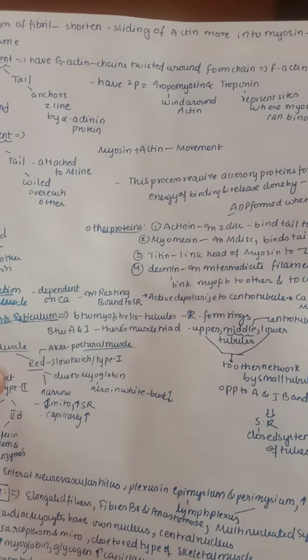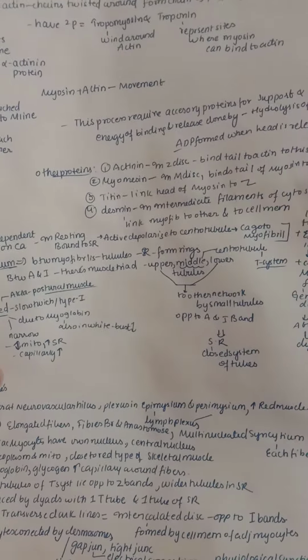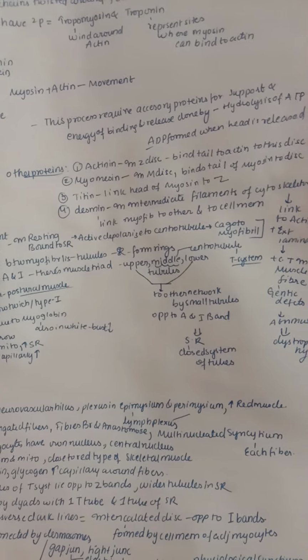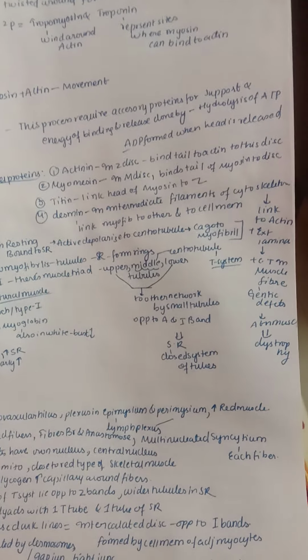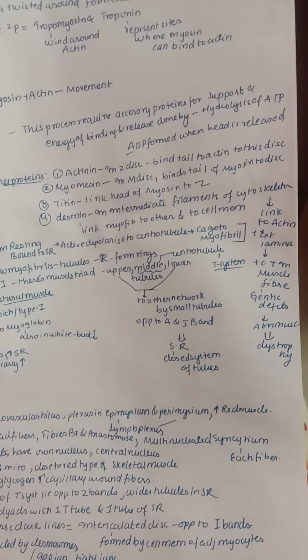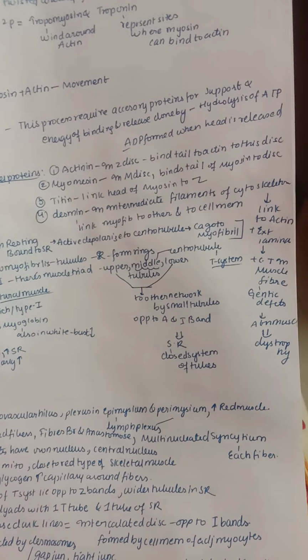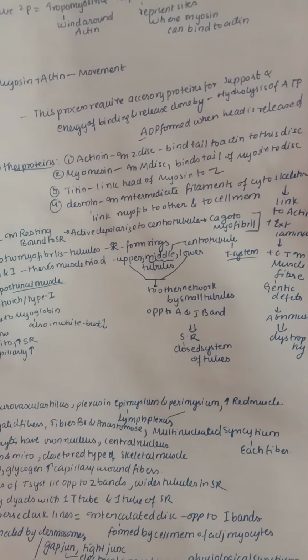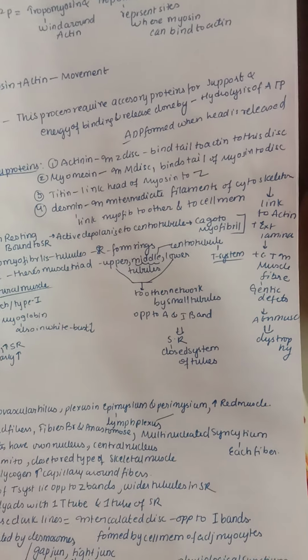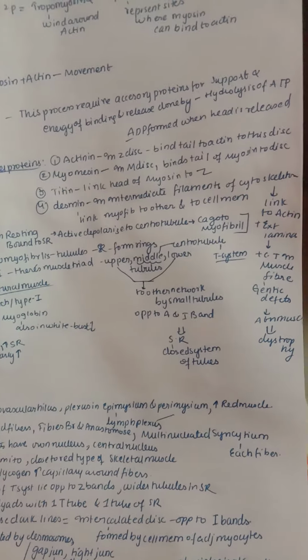Other proteins of our filaments, not only the myofilaments that have proteins like troponin and tropomyosin, we also have other proteins like actinin, which is present in the Z disc and binds the actin to the disc, and myomesin in the M disc, which binds the tail of myosin to the disc, and titin, which links the head of the myosin to the Z band. Desmin is present in the intermediate filaments of the cytoskeleton, which links the myofibrils to each other and also to the cell membrane.